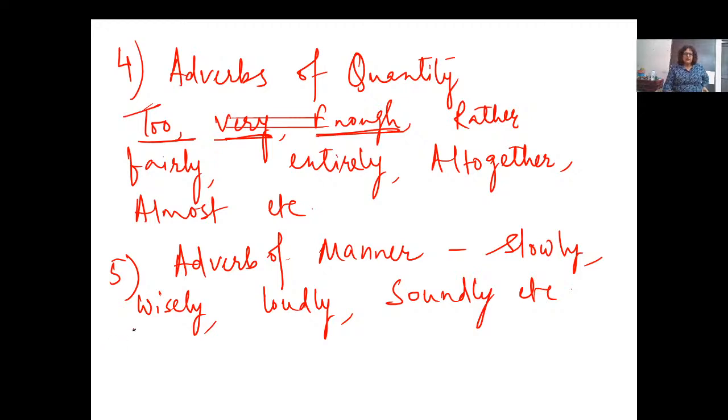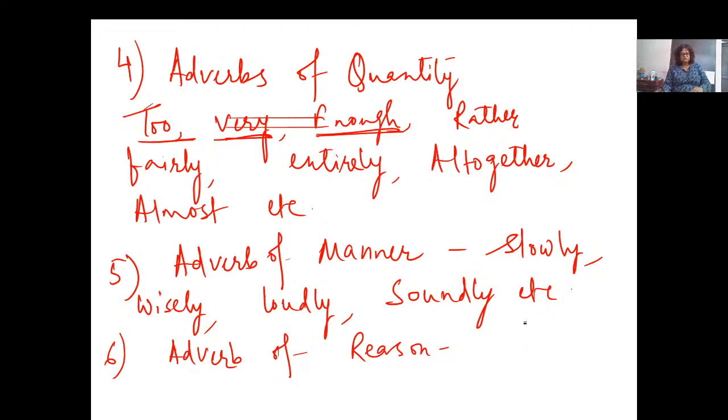Okay. And sixth is adverb of reason. Why? How? Where? When? And why? All the answers to these WH questions are adverbs. The action, how the action is done, when the action is done, where the action is done, and why the action is done. These all are called adverb. The answer of these questions are adverb.